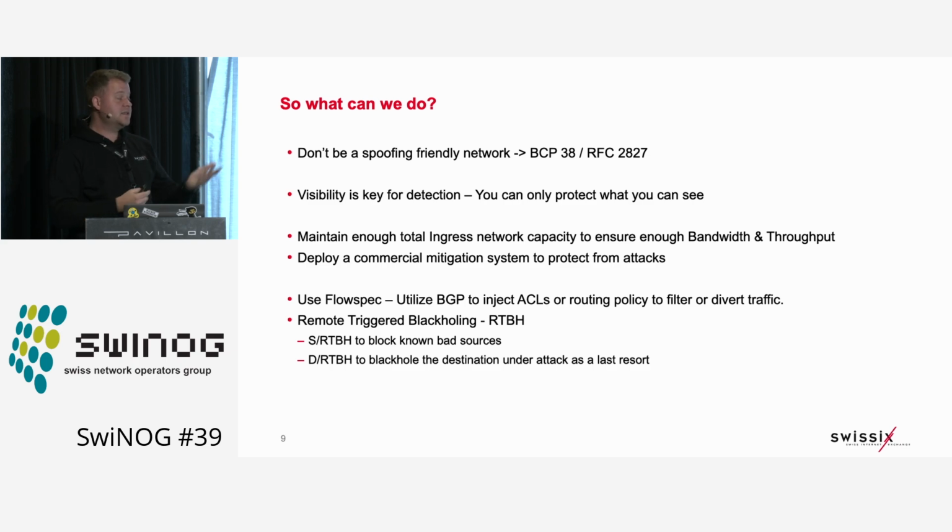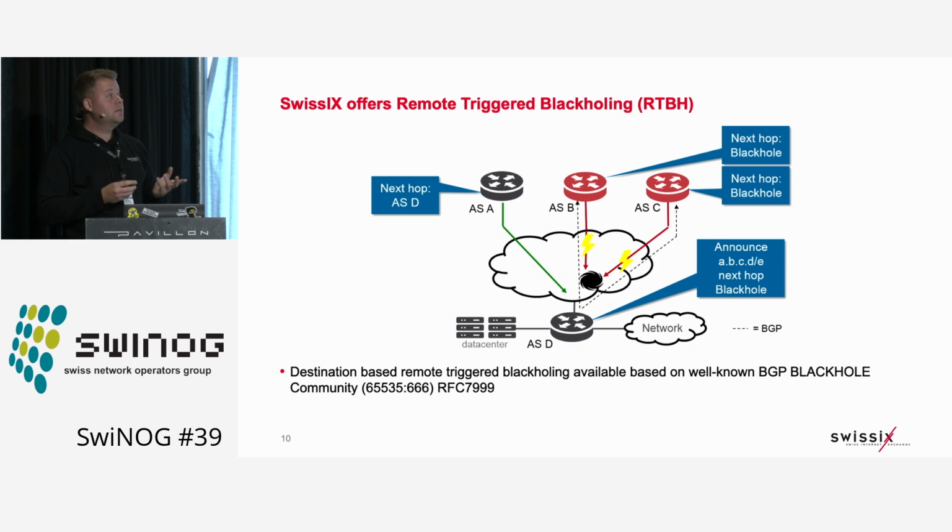And last but not least, another example is the remote triggered blackholing. There's source-based remote triggered blackholing, and there's also destination-based triggered blackholing. And the destination-based remote triggered blackholing is what is available at SwissIX. SwissIX offers remote triggered blackholing towards its members. It supports the BGP well-known community, the BGP blackhole community, which is defined in RFC 7999.